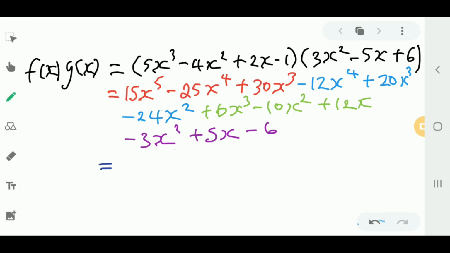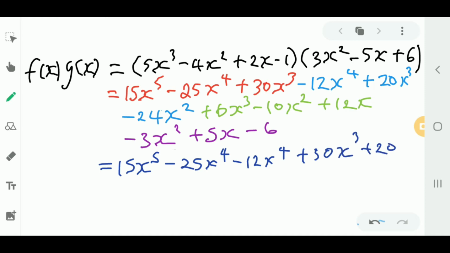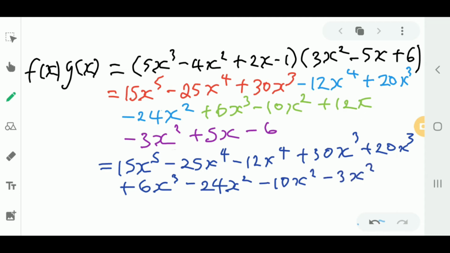Okay, so we could arrange and say 15x to the 5 minus 25x to the 4 minus 12x to the 4 plus 30x cubed plus 20x cubed plus 6x cubed minus 24x squared minus 10x squared minus 3x squared plus 12x plus 5x minus 6. So all we need to do now is just simplify and we'll get our final answer.